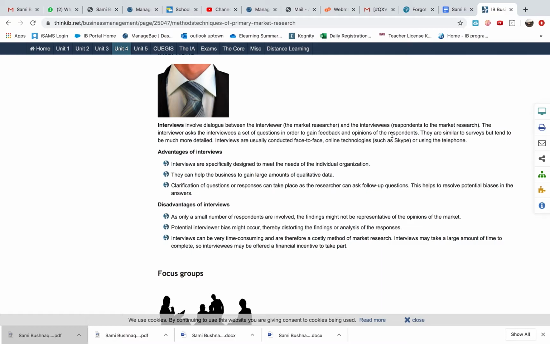As only a small number of respondents are involved, this is a disadvantage because you're not going to find out the big population information, right? Potential interviewer bias might occur. So if the person asking the questions is leading them on, like, don't you think this is a really nice, then people are going to be more likely to agree with that. So you have to watch out more for interviewer bias with interviews versus other forms of research. Interviews can be very time consuming, therefore it's very costly because time is money, guys. Interviews, they might take a large amount of time to complete.